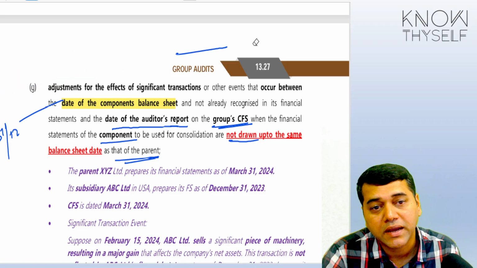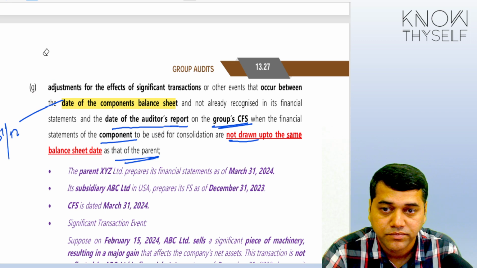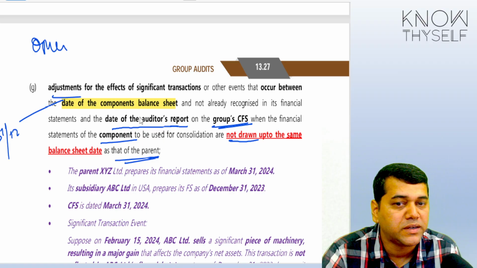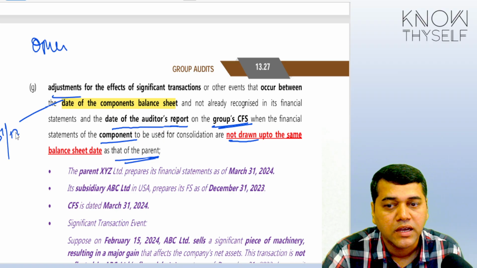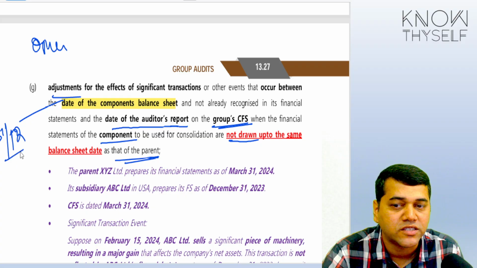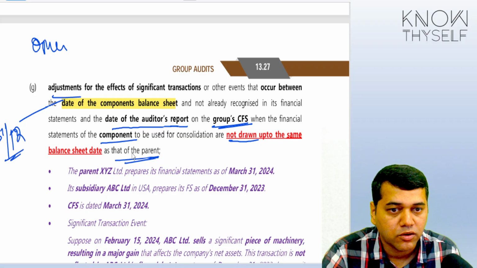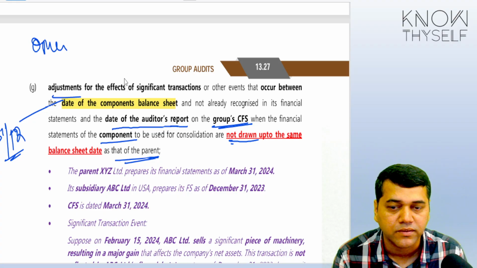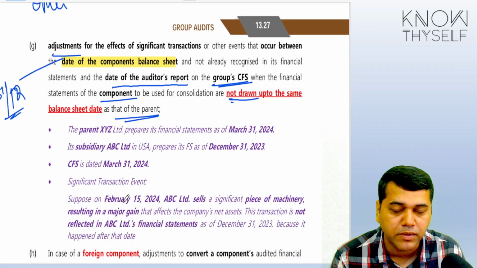You remember sometime back I told you about the other information, when some adjustments happen for significant events. If the USA subsidiary is drawing its balance sheet on 31st December and it is not drawn up to the same balance sheet date, because if you are drawing up to the same balance sheet date, you are covered by the subsequent events. Okay, let us see that example. I have explained it here.